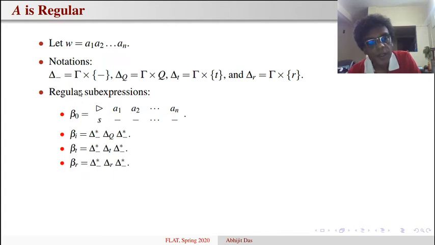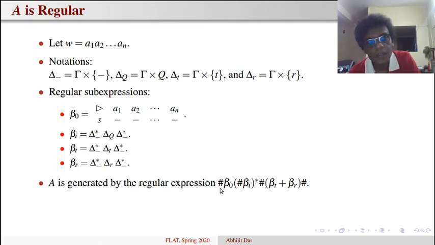If we have these sub expressions, we can generate a sub expression for A, all syntactically valid computation histories. So it is nothing but hash followed by the initial configuration, followed by hash, beta I intermediate configuration star, hash, then either beta T or beta R, and finally another hash. So A can be generated by this regular expression. Just substitute these things here: beta 0, beta I, beta T, beta R. So A is regular.